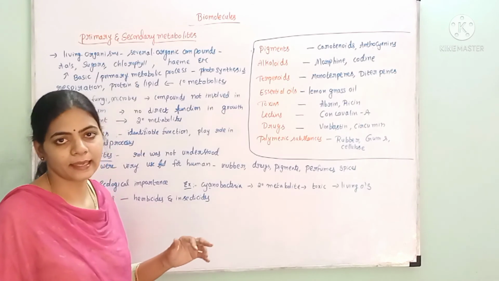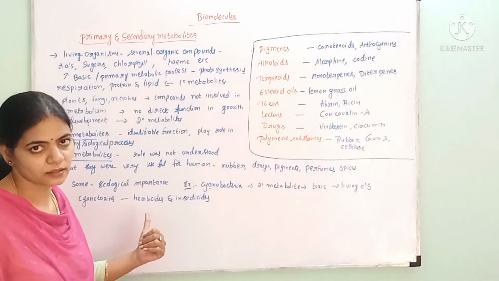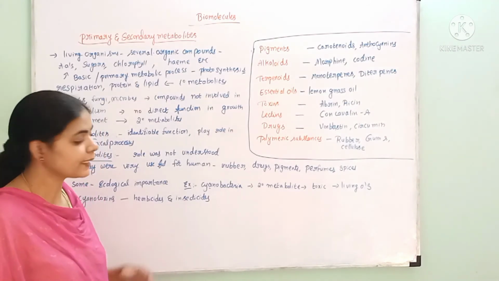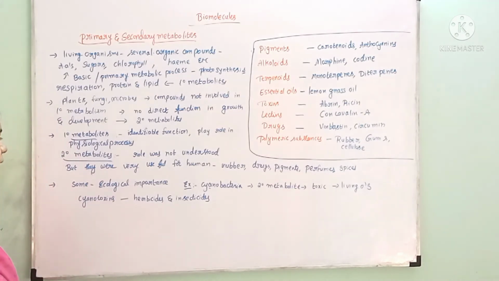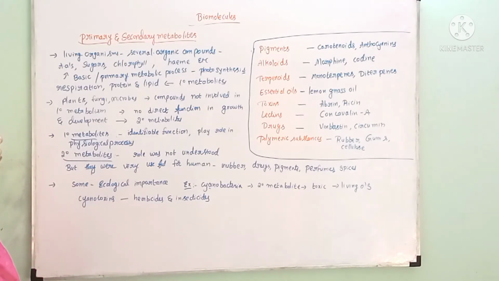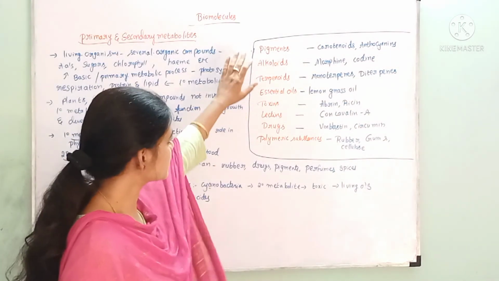Cide means killing. Herbicide means it kills the plants or weed plants. Insecticide means it kills the insects. Like this, it is helpful for maintaining the balance of insects and weed plants. So this is about primary and secondary metabolites. Now we will see the examples of several secondary metabolites.